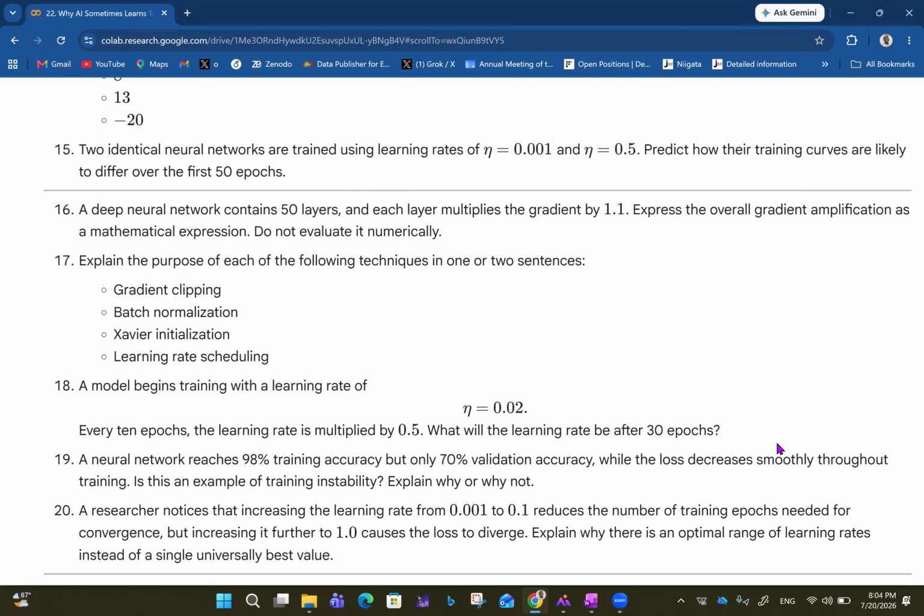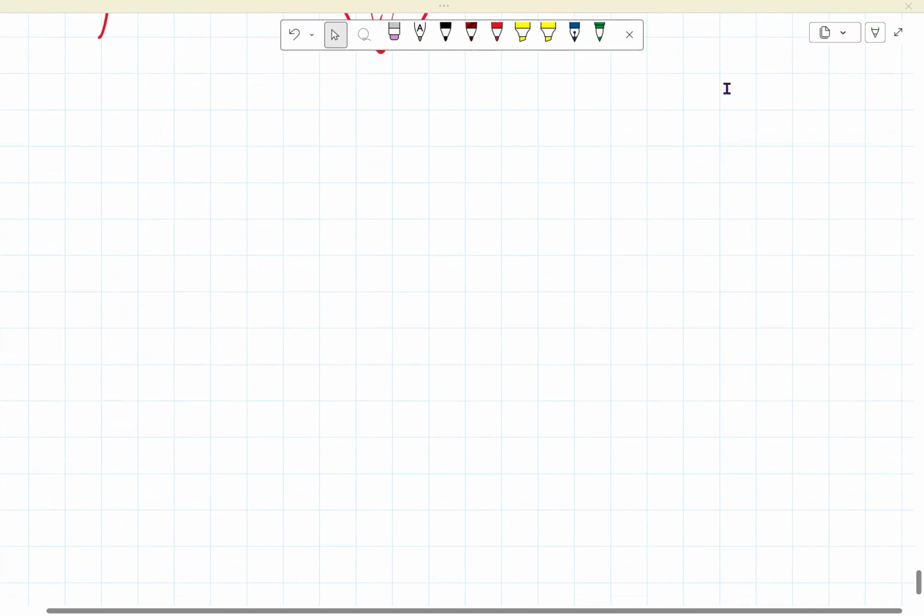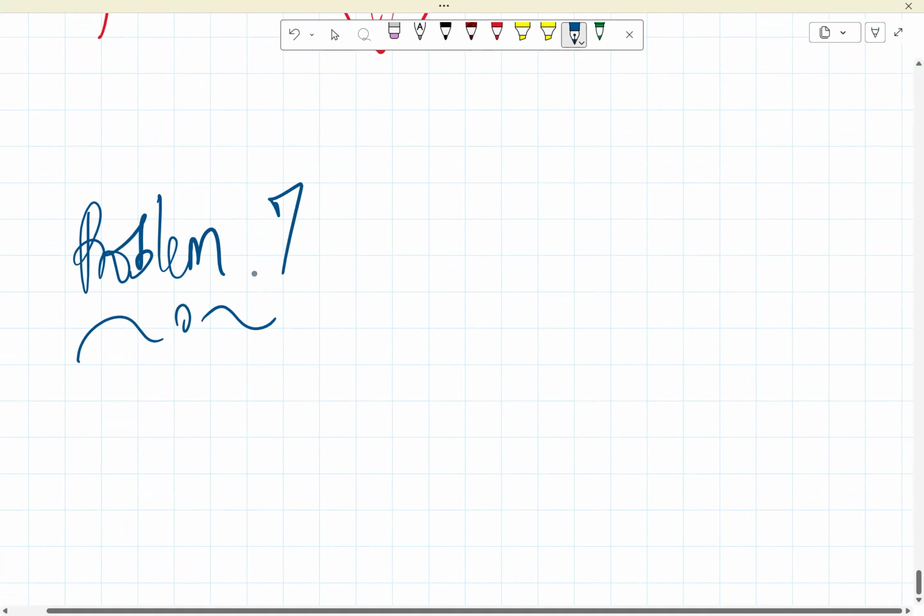The other problem I'll be solving is problem 18, which says a model begins training with a learning rate of eta equals 0.02. Every 10 epochs, the learning rate is multiplied by 0.5. What will the learning rate be after 30 epochs? So we have to take care of these problems. So we have problem 7.